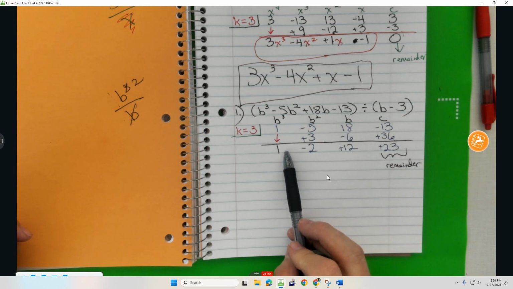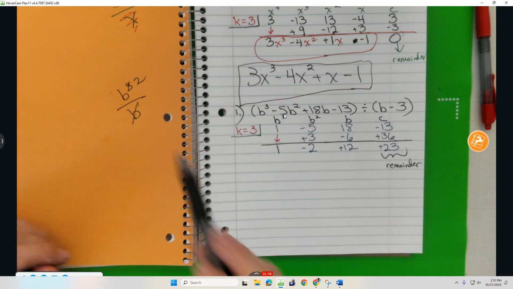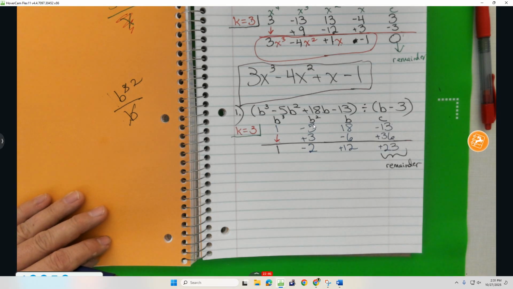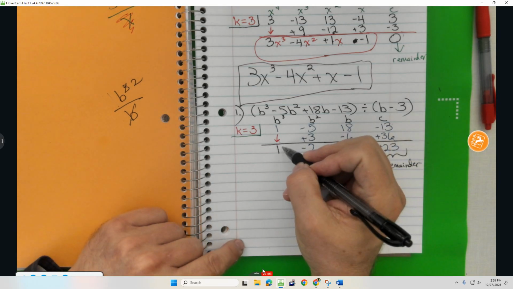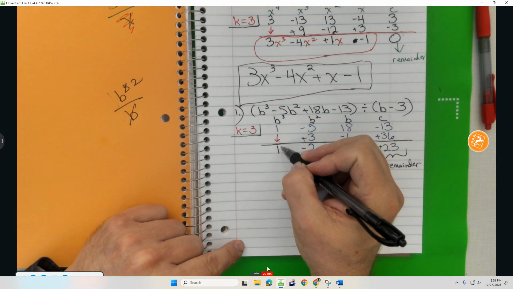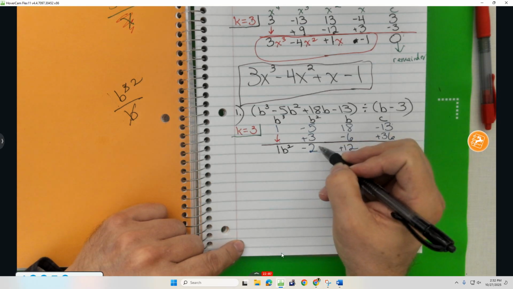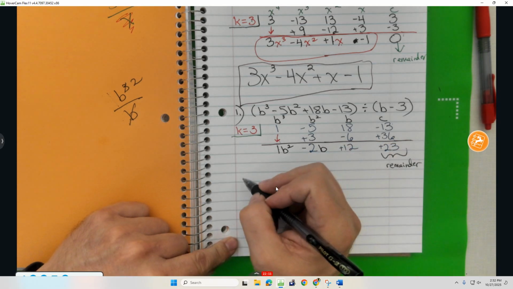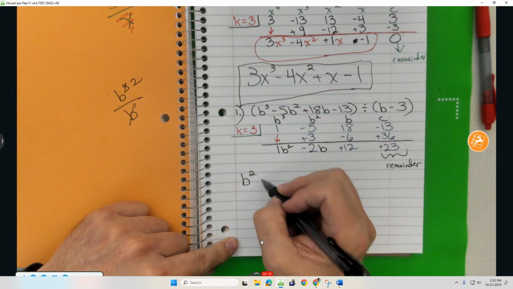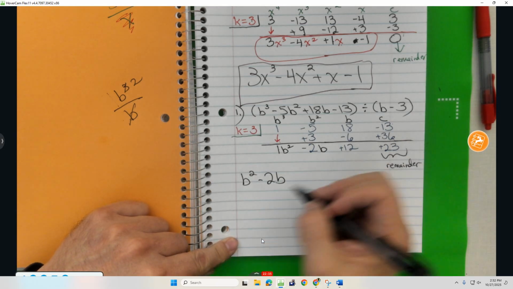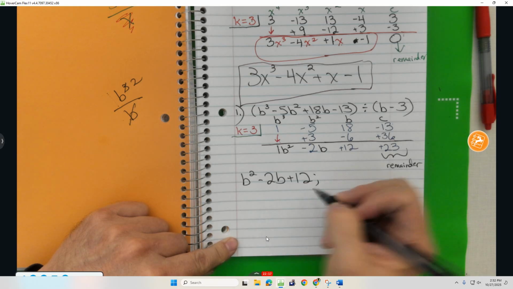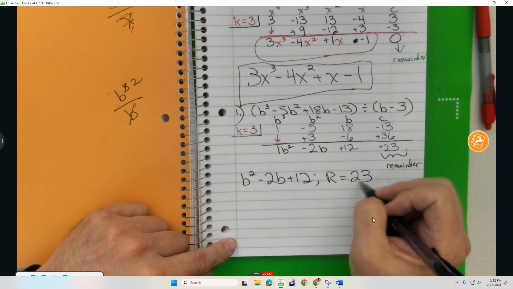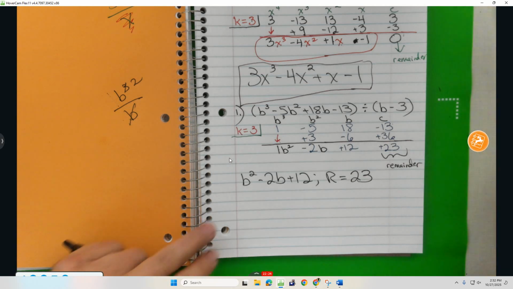Let's figure out the variable parts. We started with the b cubed. We divided it by b. So what's the variable part to this leading term? B squared, then b to the first power, and finally no b. So we have a 1b squared minus 2b plus 12, and our remainder was positive 23.